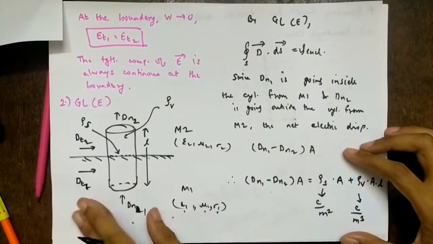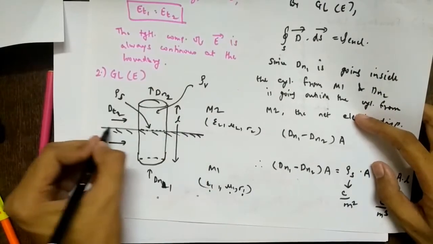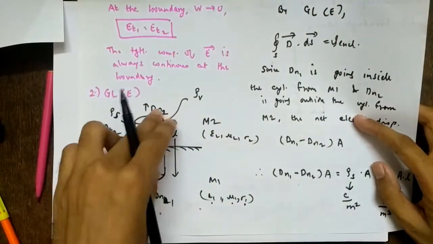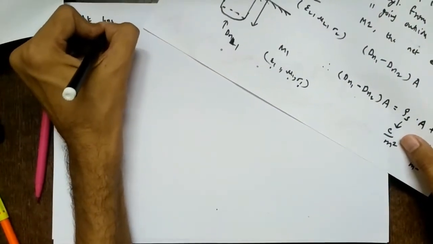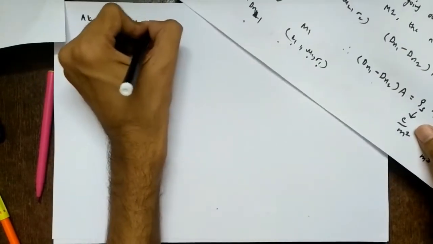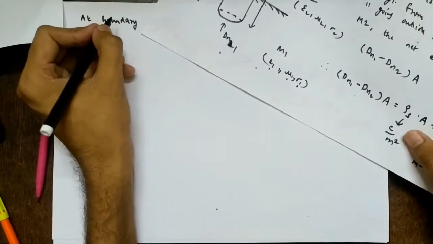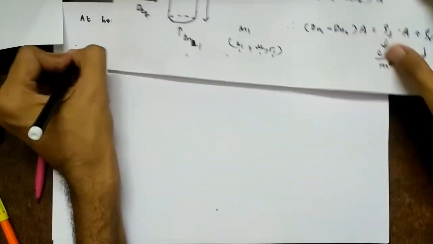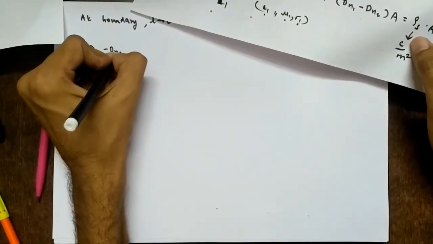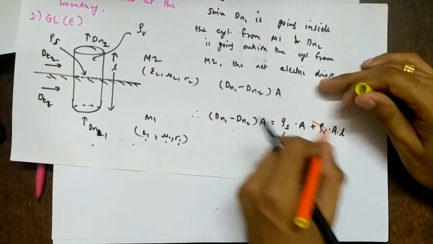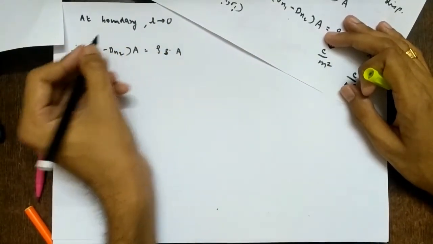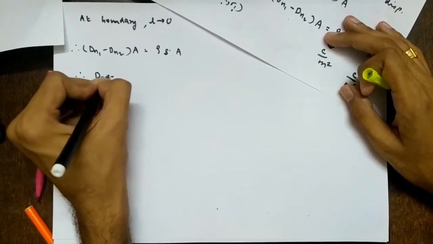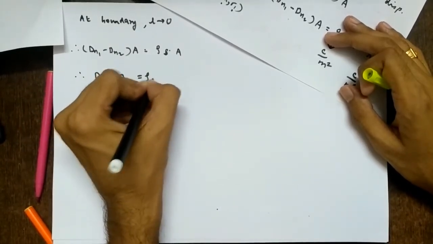So then what will we say again? As we are interested only at the boundary, we will have to squish this cylinder. If we squish this cylinder, L tends to 0. So at the boundary, L tends to 0, therefore Dn1 minus Dn2 times A equals rho s into A plus a term that goes to 0. So you just have rho s into A, and A will get cancelled. Therefore Dn1 minus Dn2 equal to rho s.